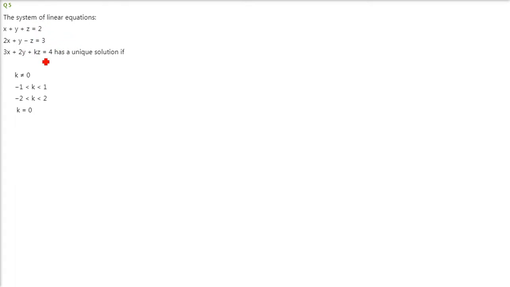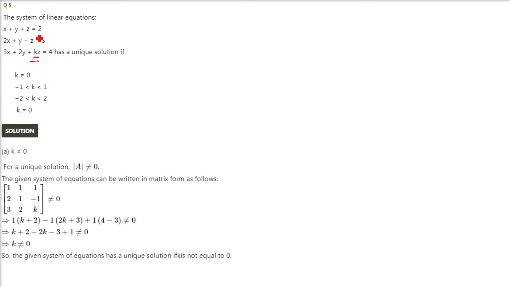Here also the same thing. Here we have some K. So what do we do? This system of linear equations has a unique solution, when? So what we'll do is take the determinant of A. See, for a unique solution, determinant of A should not be equal to 0.